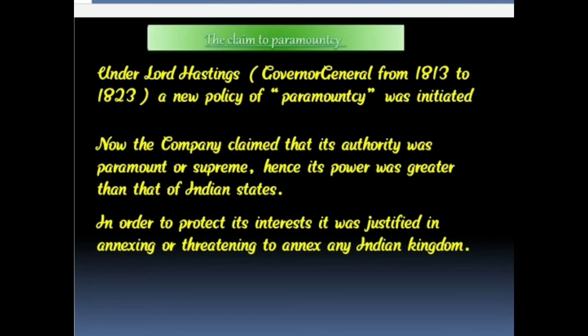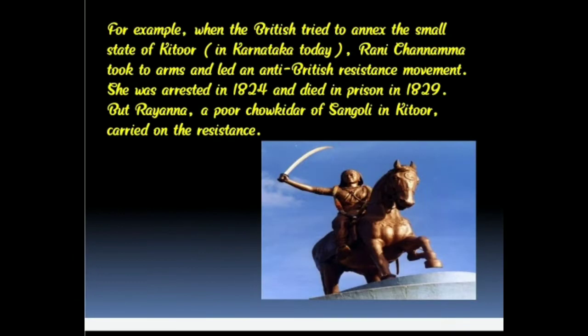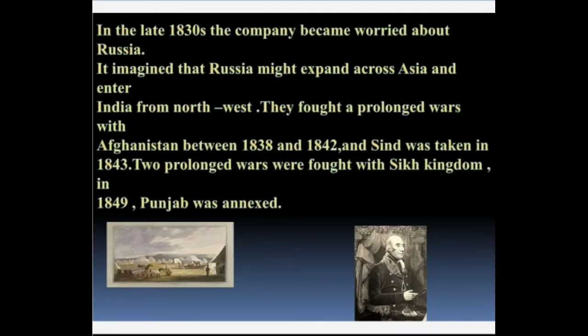Exceptional cases were the annexation of Kittur in Karnataka. Here, Rani Chennamma led an anti-British resistance movement, was arrested in 1824 and she died in prison in 1829. However, Rayanna, a poor chowkidar of Sangoli in Kittur, carried on the resistance. He was caught and hanged in 1830. There was total control of the whole of the south. We had certain wars with Afghanistan, which took place in 1833 to 1842 and established indirect company rule.